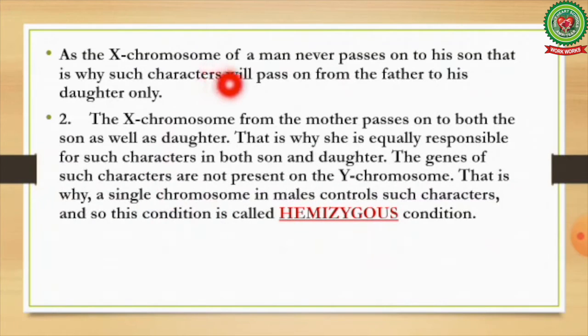As the X chromosome of a man never passes on to his son, such characters will pass from father to his daughters only. The X chromosome from the mother passes on to both the son as well as the daughter. That is why she is equally responsible for such characters in both son and daughter. The genes of such characters are not present on the Y chromosome. That is why a single chromosome in males controls such characters, and so this condition is called hemizygous condition.